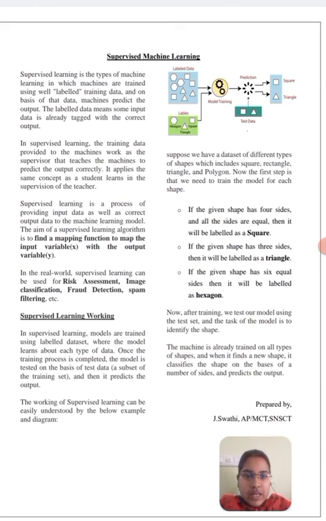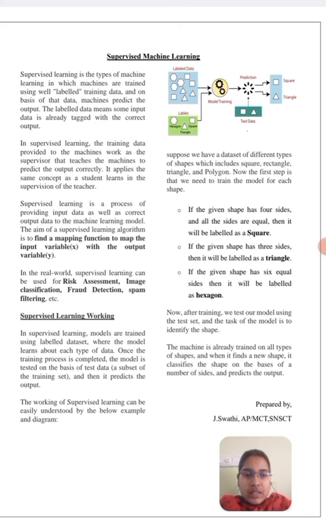So we have to train the triangle shape. If the given shape has four sides and all the sides are equal, then it is labeled as square. In the case of triangle, if the given shape has three sides, then it is labeled as triangle. For the hexagon, if the given shape has six equal sides, then it is called a hexagon.